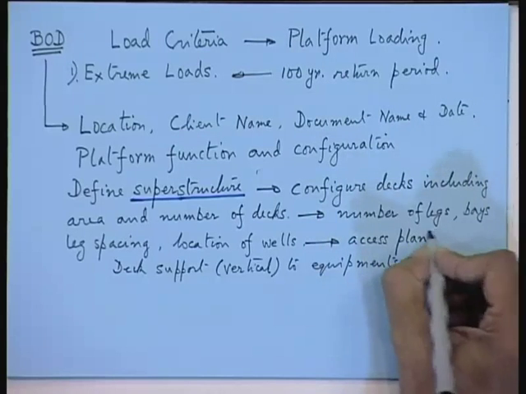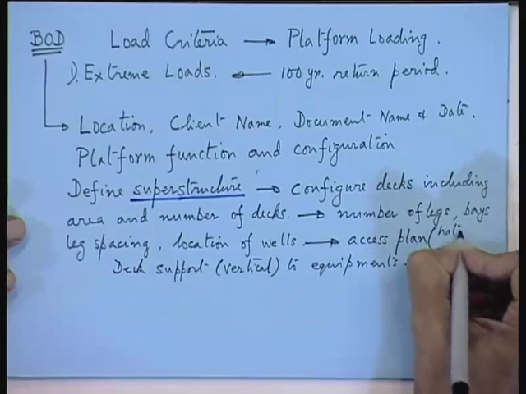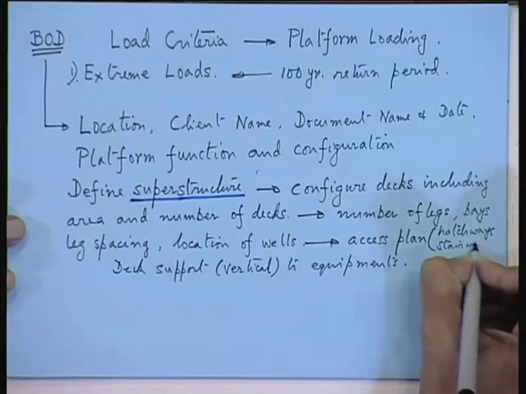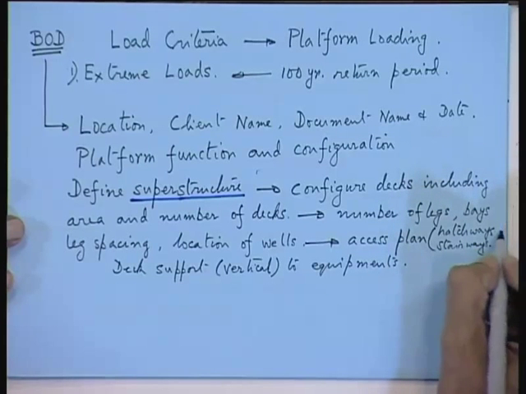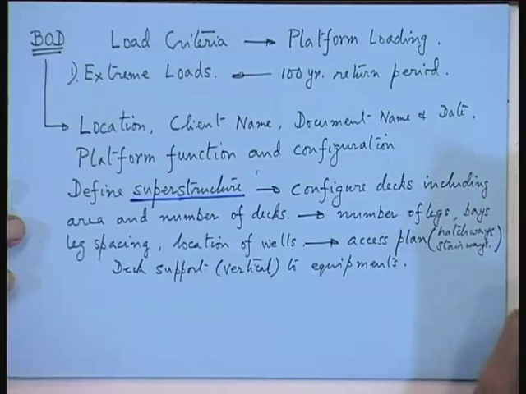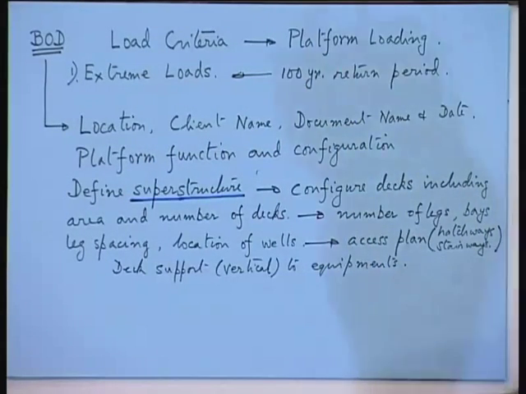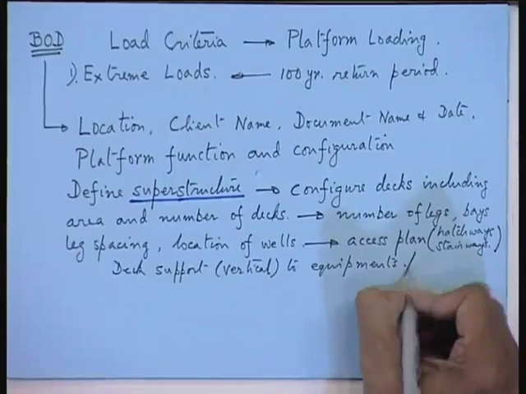Access plan means you have to provide hatchways, then stairways, how you do them. Now you have to conform to certain rules because of the fire. Normally in ships you have to prepare an access plan based on your LSA, life saving appliances, or FFA requirement, such that if a particular portion of the ship has caught fire, you have to quickly evacuate the person from another extreme end. So same thing, the access plan has to be prepared. So deck support vertical to equipments, or you can go horizontal.